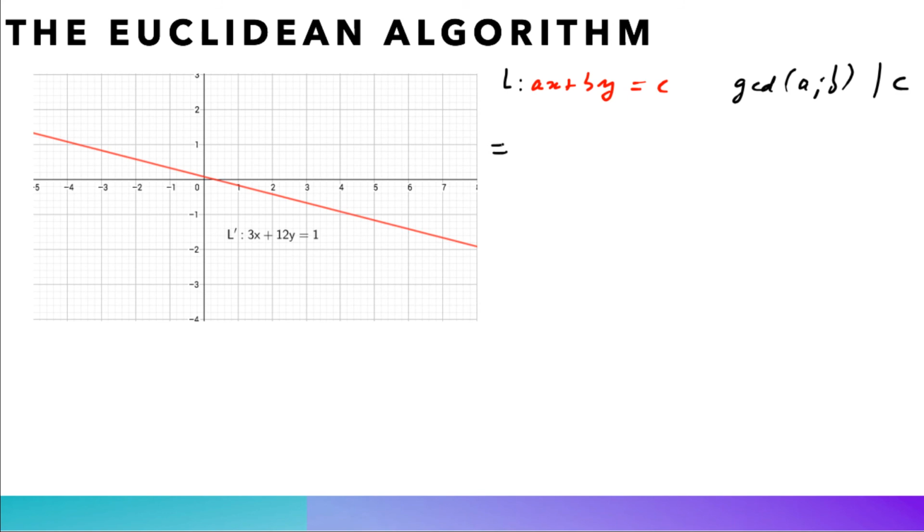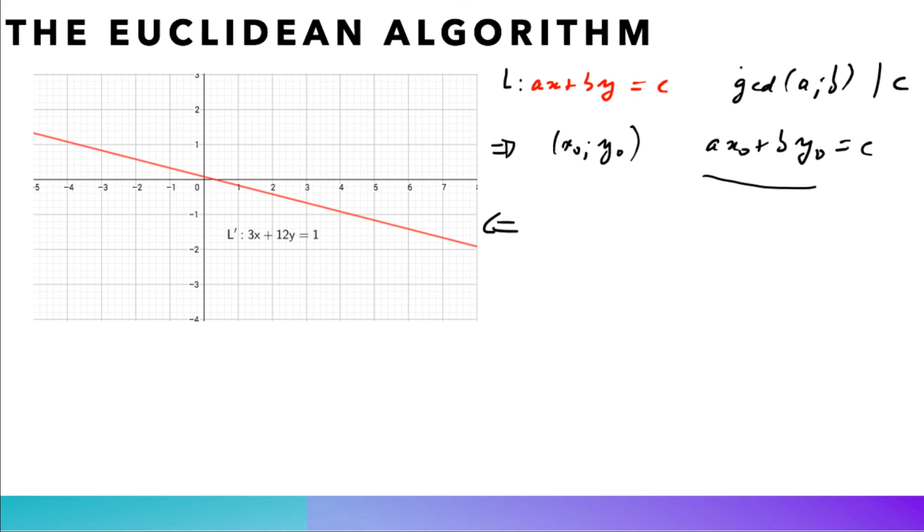The first sense is actually obvious, because if (x0, y0) is an integral point on our line L, then we must have ax0 + by0 = c, and this obviously means that the GCD of a and b divides c, because the GCD of a and b must divide every linear combination of a and b, namely c in our case. Let us now prove the converse.